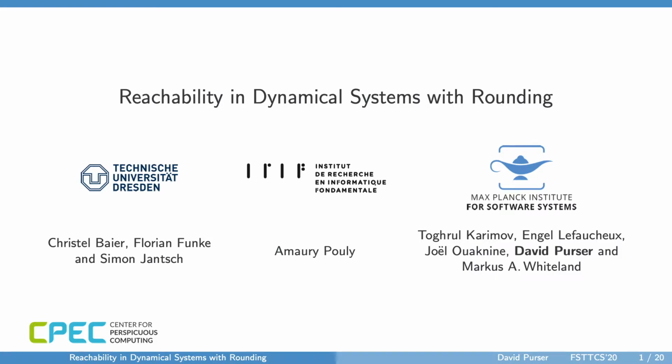This is the paper Reachability in Dynamical Systems with Rounding. This is joint work with a lot of people from the Technical University of Dresden, IRIF and the Max Planck Institute for Software Systems, under the guise of the Centre for Perspicuous Computing. We're going to reconsider the well-studied problem of reachability in a dynamical system. However, the key difference here will be that the dynamical systems incorporate rounding at each step.